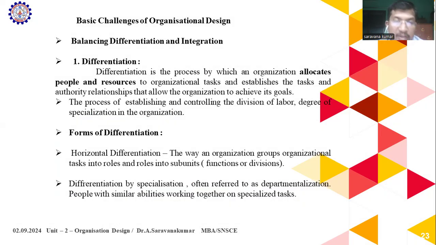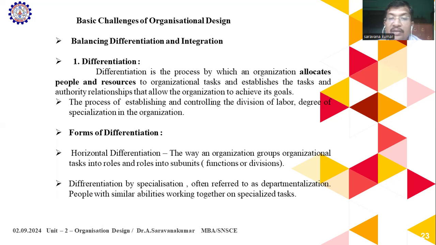So next we are going to discuss the very important basic challenges of organizational design. The terminologies are very important. That is balancing differentiation and integration. So differentiation is the process by which an organization allocates people and resources to organizational tasks and establishes the task and authority relationships that allow the organization to achieve its goals. So it is the process of establishing and controlling the division of labor and degree of specialization in the organization. That is called differentiation.